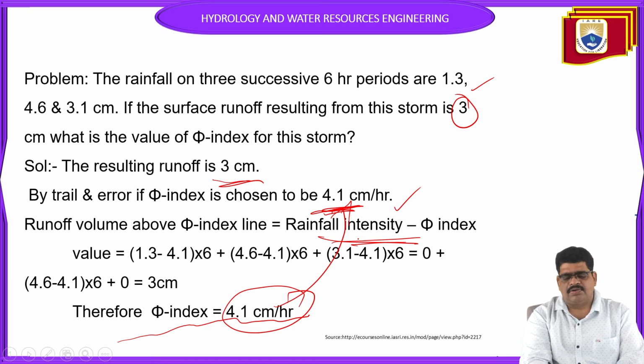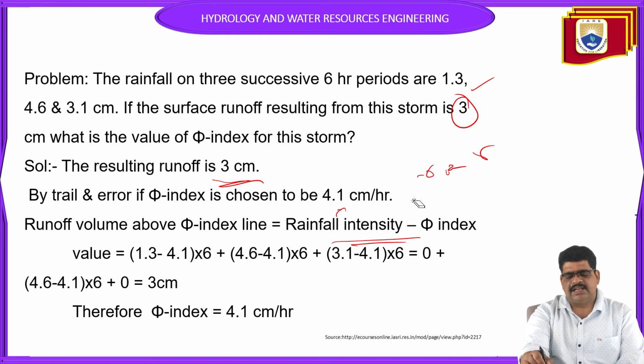But in the examination, how do you find this? This is very typical, but by practicing more, you can assume some values of the Phi index by trial and error, maybe 2.5, 2.6, 3.1, 4.2, 4.5, like that. You have to try nearby values. Here the calculation is already given for your convenience, and the Phi index value came out as 4.1 centimeters per hour. So these two are correct, using the resulting runoff of 3 centimeters.